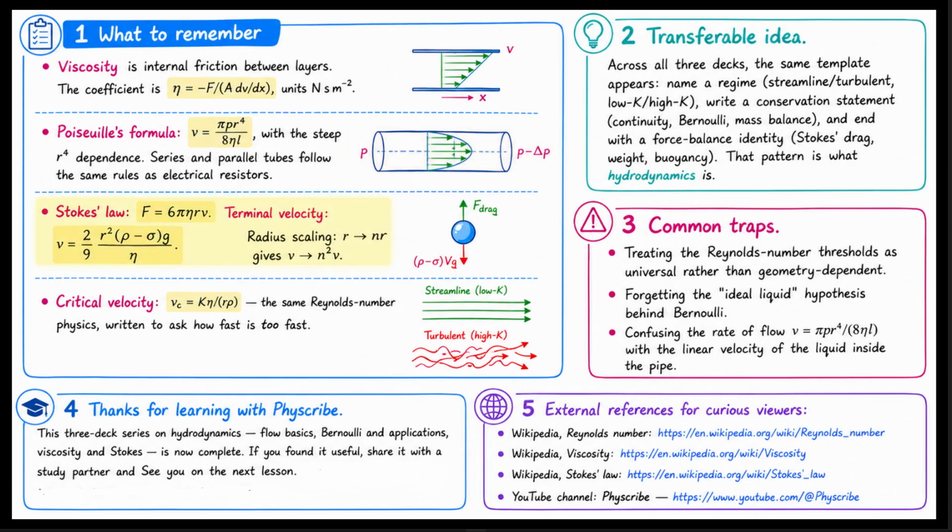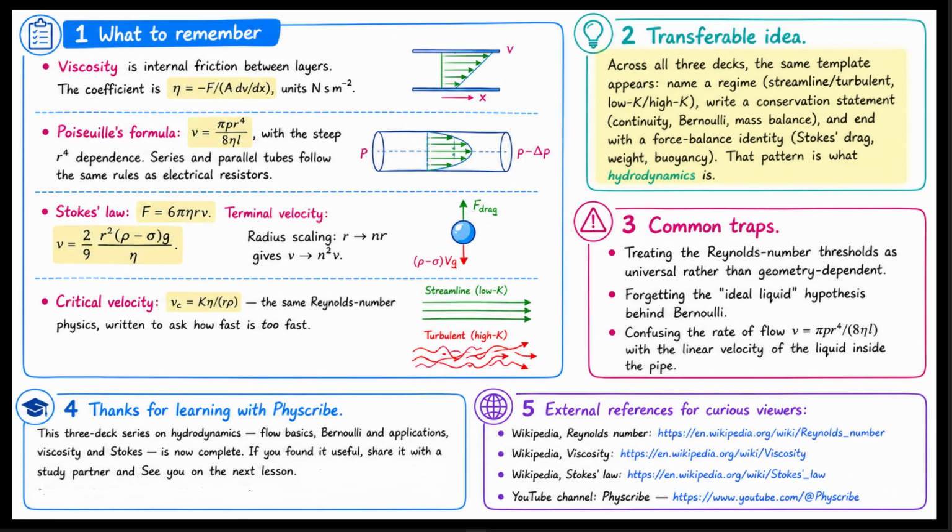Stokes' law is F equals 6 pi eta r v, and terminal velocity is v equals 2/9 r squared (rho minus sigma) g over eta, with radius scaling r to nr giving v to n squared v. Critical velocity is v_c equals K eta over r rho, the same Reynolds number physics, written to ask how fast is too fast. The transferable idea across all 3 decks is the same template. Name a regime, write a conservation statement, and end with a force balance identity. That pattern is what hydrodynamics is.